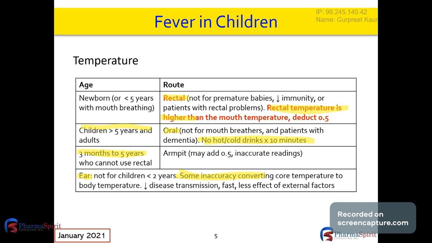The advantages of the ear thermometers are they reduce disease transmission because you don't put anything in the mouth that can transmit diseases. It is fast, and less affected by external factors. So, for example, if the patient drinks something hot or drinks something cold, this will not affect the temperature reading.